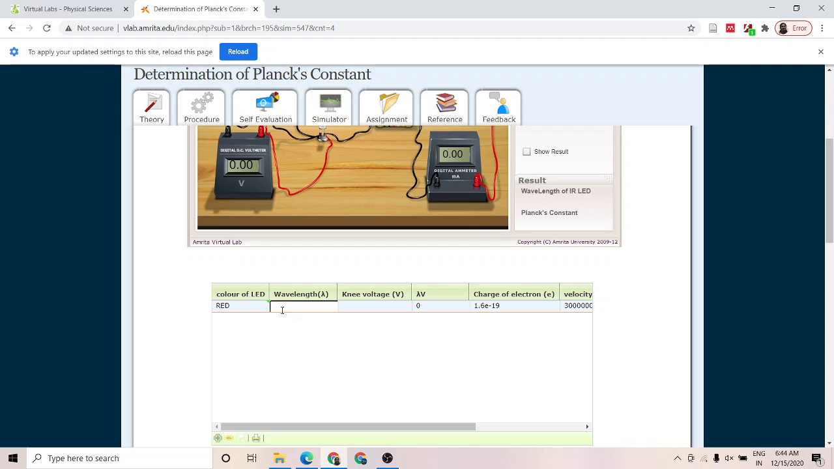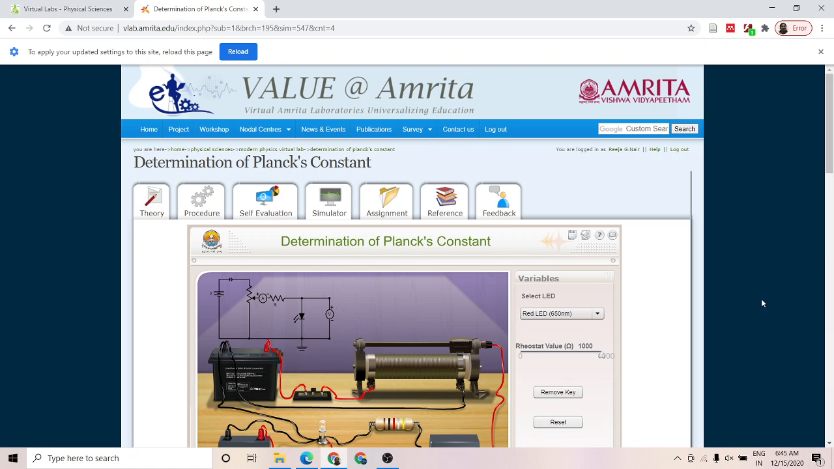It is given there, where we have chosen the color of the LED. So 650. I've given it in nanometers. They'll convert it into meters. Now I'll have to find out the threshold voltage. I can also fill up the rest. So we have to find out the knee voltage. For that, go back.